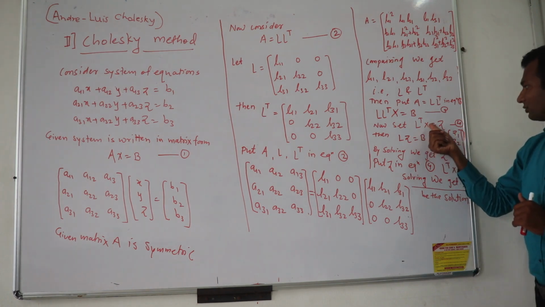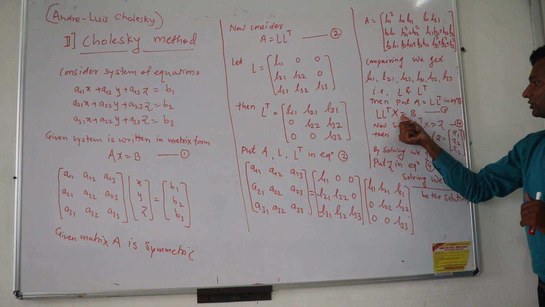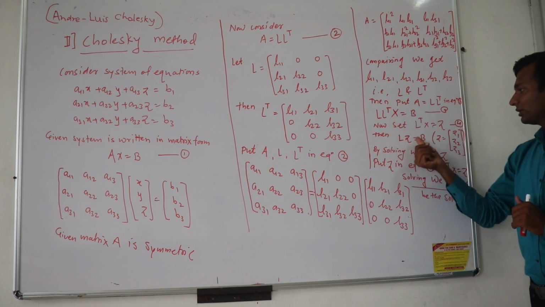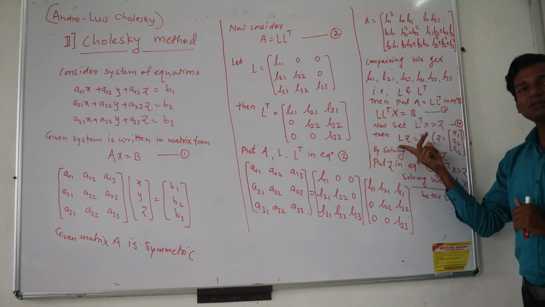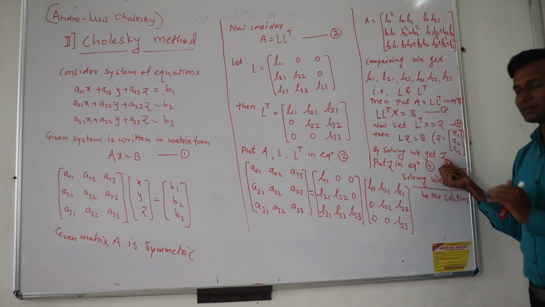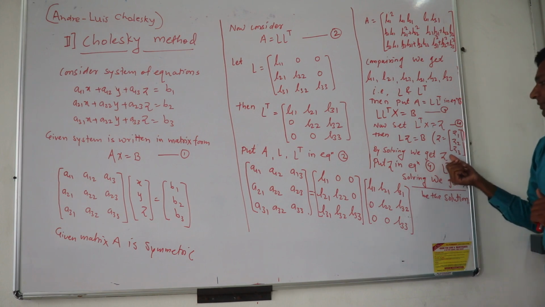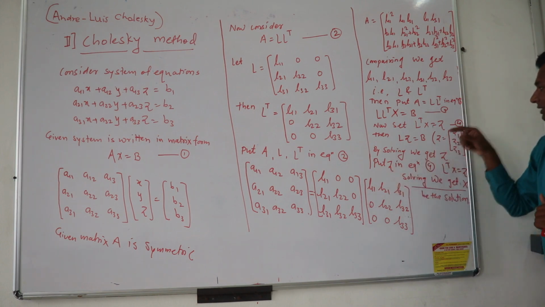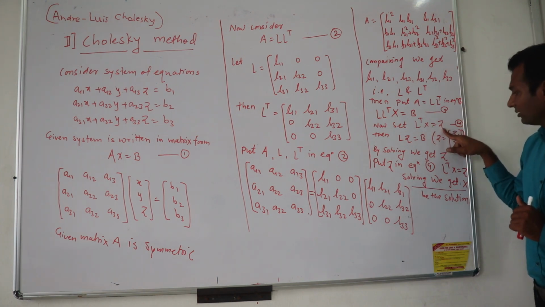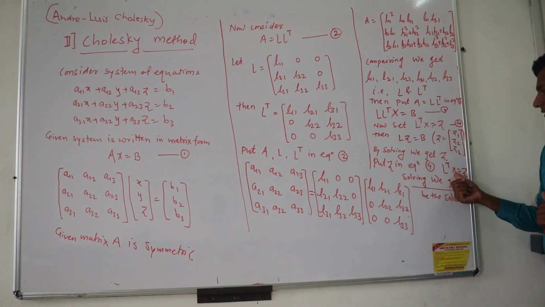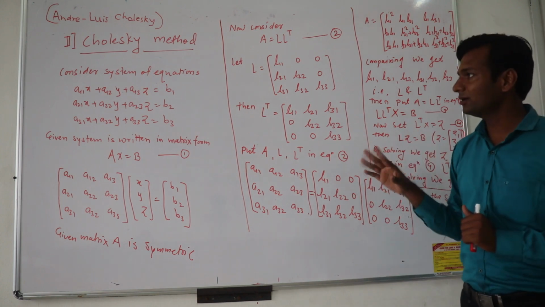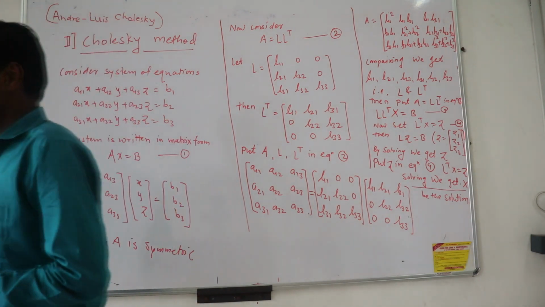We set L transpose X equal to Z and put that in equation 3. So we get LZ equal to B. We can solve this system directly, and by solving this system we get Z. We will see in the example how to get Z. Then, once we get Z, we put the value of Z in equation number 4, that is L transpose X equal to Z. By solving we get matrix X, and this is our solution. That is the method.